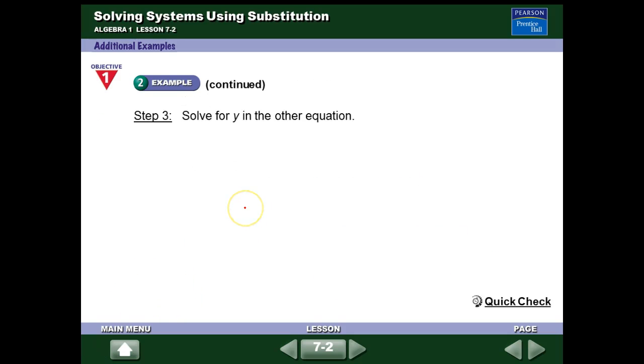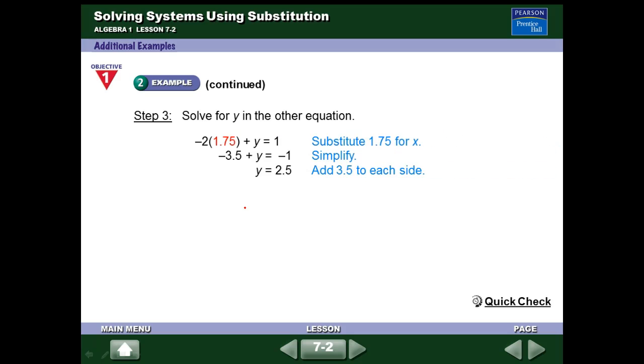Now, step 3, I need to solve for y because I already know my x. So here's my first equation again. Negative 2x plus y equals a negative 1 was your original. So I'm going to take my 1.75 because previously we just discovered that x was 1.75. I'm going to plug 1.75 or substitute that into it. Negative 2 times 1.75 gives you negative 3.5 plus y.